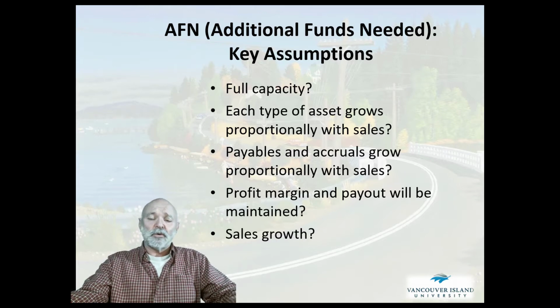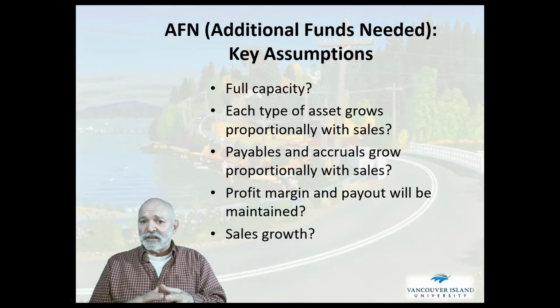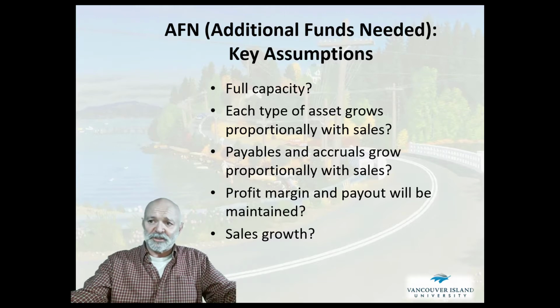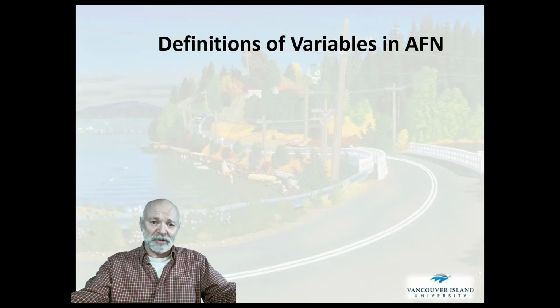And that leaves us with one bit of information that we do have to question, and that's going to be the level of sales. From this, we can see that there are going to be 5 variables that are going to help us to understand the ability of the company to sustain that level of growth, to be able to forecast the funding requirement, the AFN.